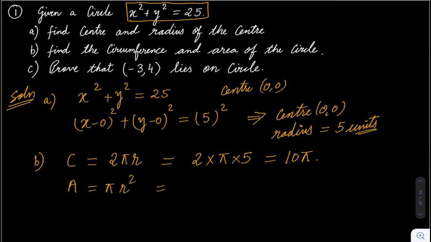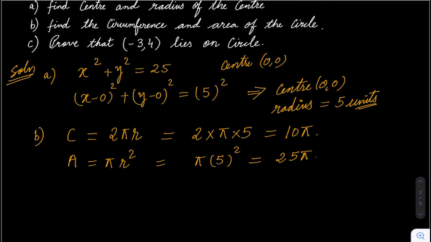What's my area of a circle? Area of circle is pi r square. So that is nothing but pi into radius 5 square, that is 25 pi. So this is my area. You can write the unit also, square unit.